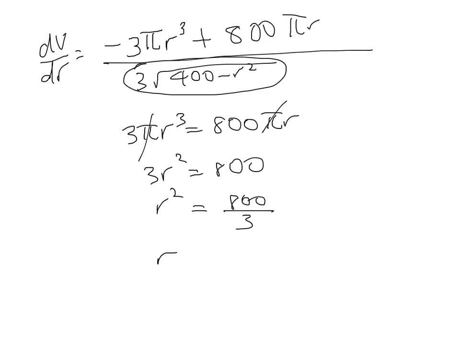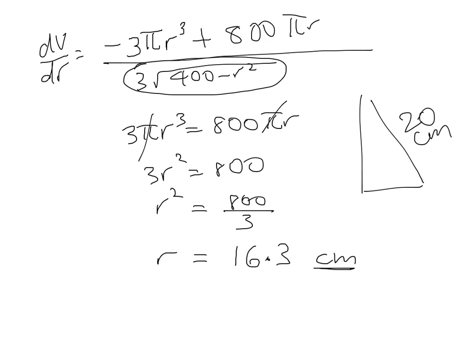Right, and now getting my calculator out, I get r is equal to 16.3, and that is centimetres. Because if you think back to the original cone, we had that length there being 20 centimetres. Okay, so the radius must be 16.3 centimetres in order to maximise the volume of that cone.